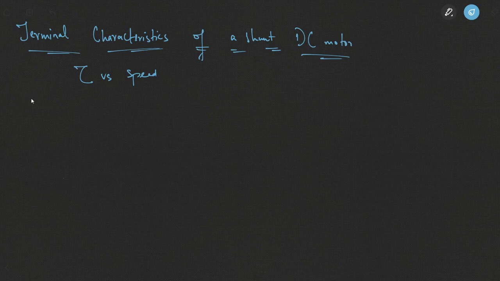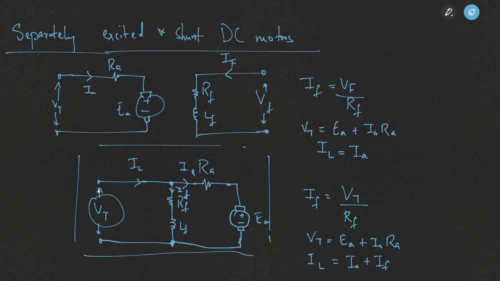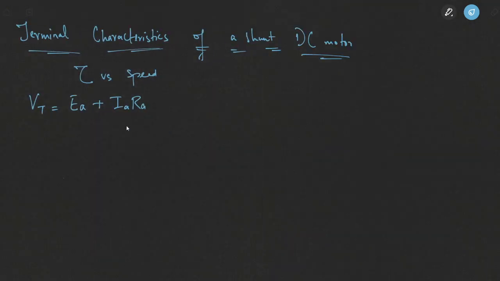Let's derive the speed equation. We know for a shunt DC motor, Vt is equal to Ea plus Ia Ra. Now keep this figure in your mind. Vt is the voltage that you are applying to this DC motor. It is not the output voltage in this case. Also note the direction of currents. For a DC motor, the current direction is into the armature, whereas in case of the generator it will be out of the armature. Vt in this case is Ea plus IaRa.